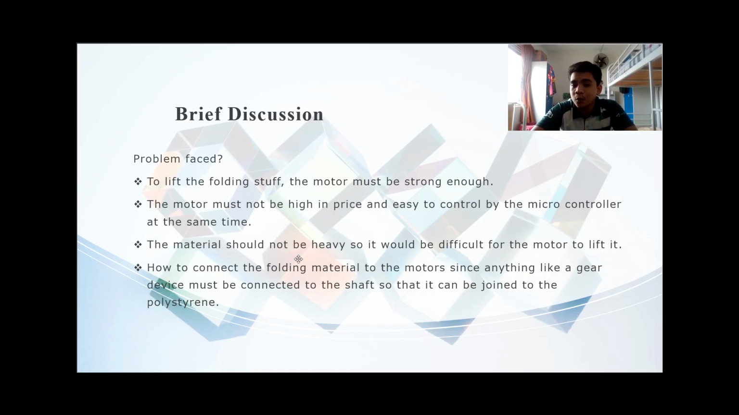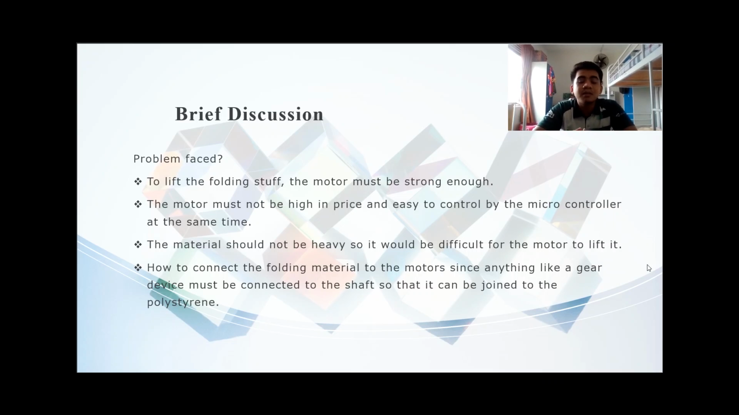Okay, why do we say the motor must not be high in price? Because if we look at the first objective, we want to help the housewife and the community, so we need to make sure the price is not high, so it can be bought by all of the community.